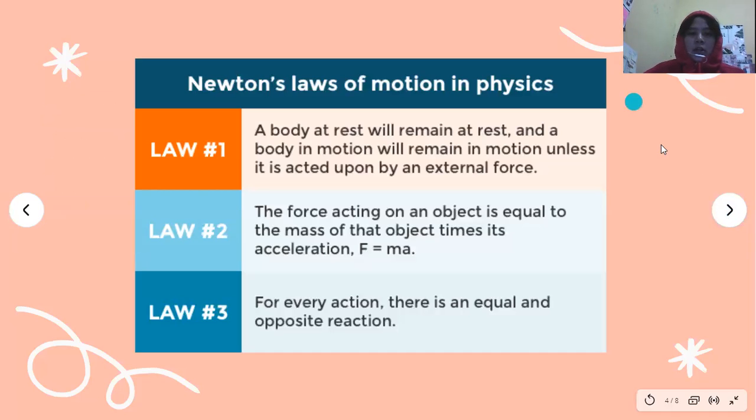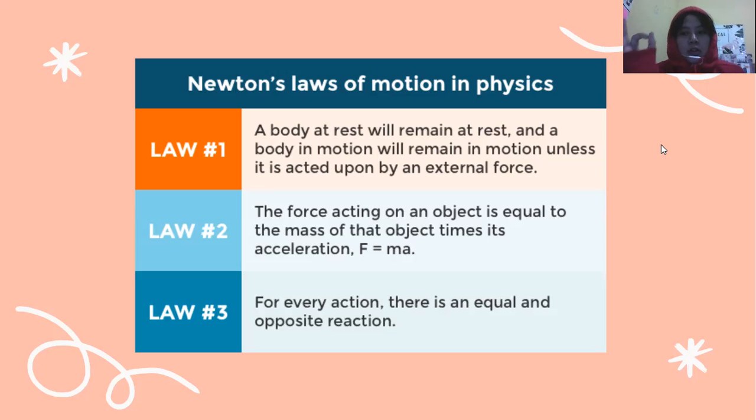On the next slide, as you can see, this is Newton's laws of motion in physics. The first law says that a body at rest will remain at rest, and a body in motion will remain in motion unless it is acted upon by an external force. So it means that for the first law, the object has to be at zero, and when it is impacted by another factor, it will then have an amount of force.